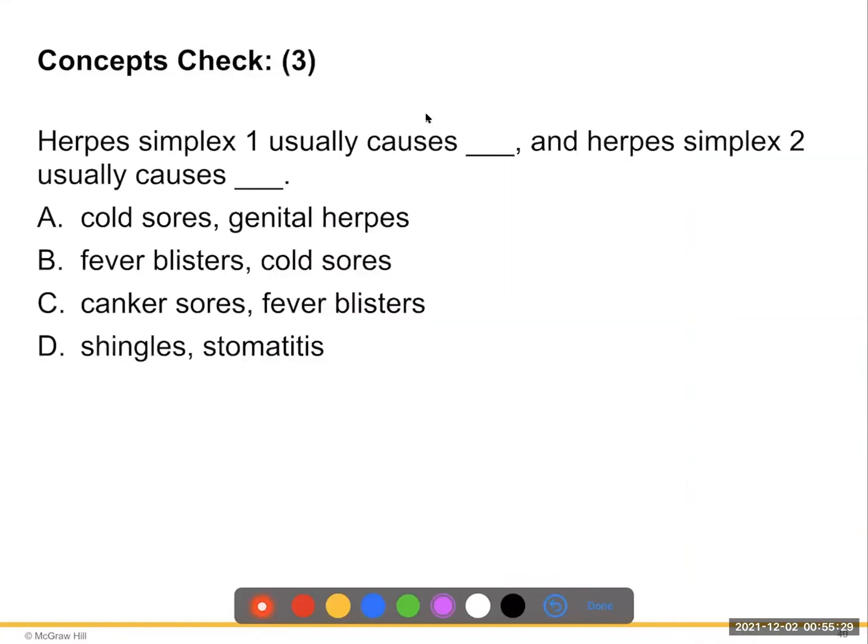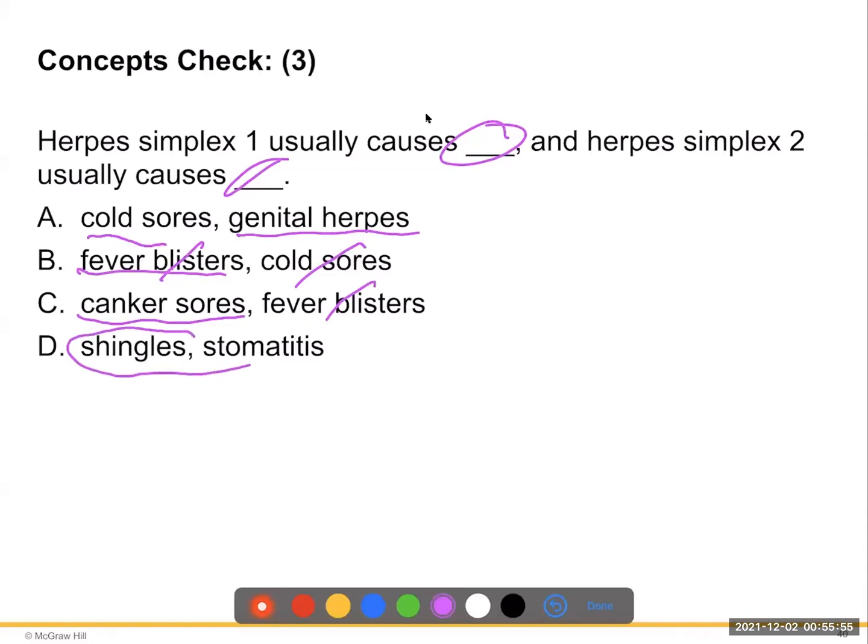Okay. So herpes simplex 1 usually causes what? And herpes simplex 2 usually causes what? 1 will cause cold sores and 2 causes genital herpes. Fever blisters, yes, it can. Canker sores are caused by number one. Herpes simplex 1 causes fever blisters, cold sores, canker sores.